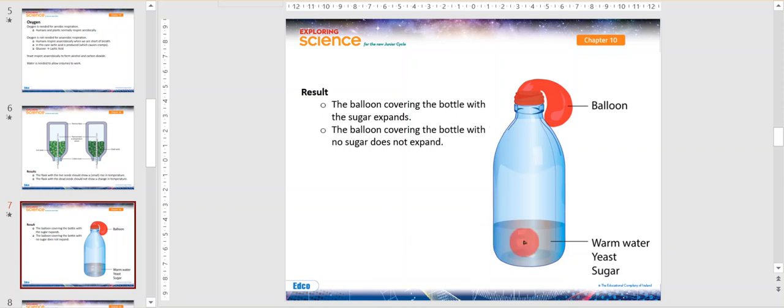So you could have something like this, and then you could set up a control where you just have warm water and yeast, but you don't give them any food, for example. Therefore, they're not able to respire, so they're not able to produce any of the CO2.